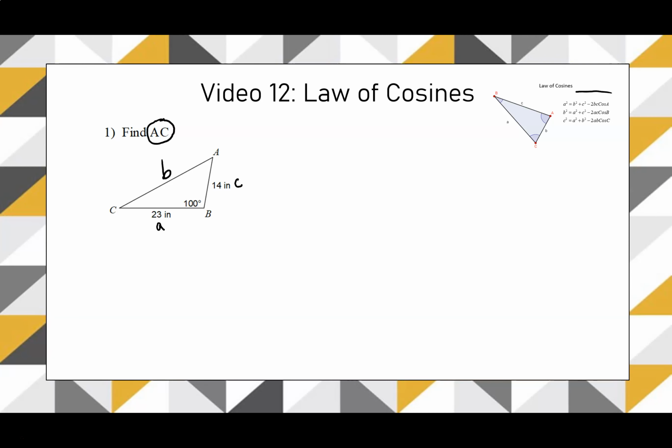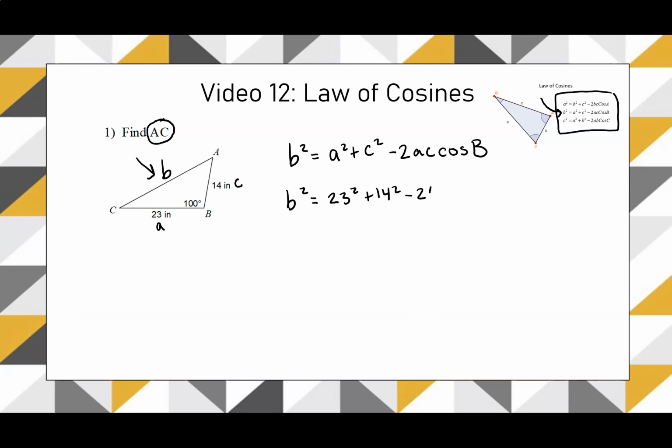Now, over here, I've got three options for formulas. And since I'm solving for B, I am going to use the second one because there's a B in it. So this is going to be B squared equals A squared plus C squared minus 2AC cosine B. And now this is just a matter of plugging right into the formula from all the letters and variables that we're given. So this gives me B squared equals 23 squared plus 14 squared minus 2 times 23 times 14 — those are multiplications — and then I've got a cosine of 100 degrees.